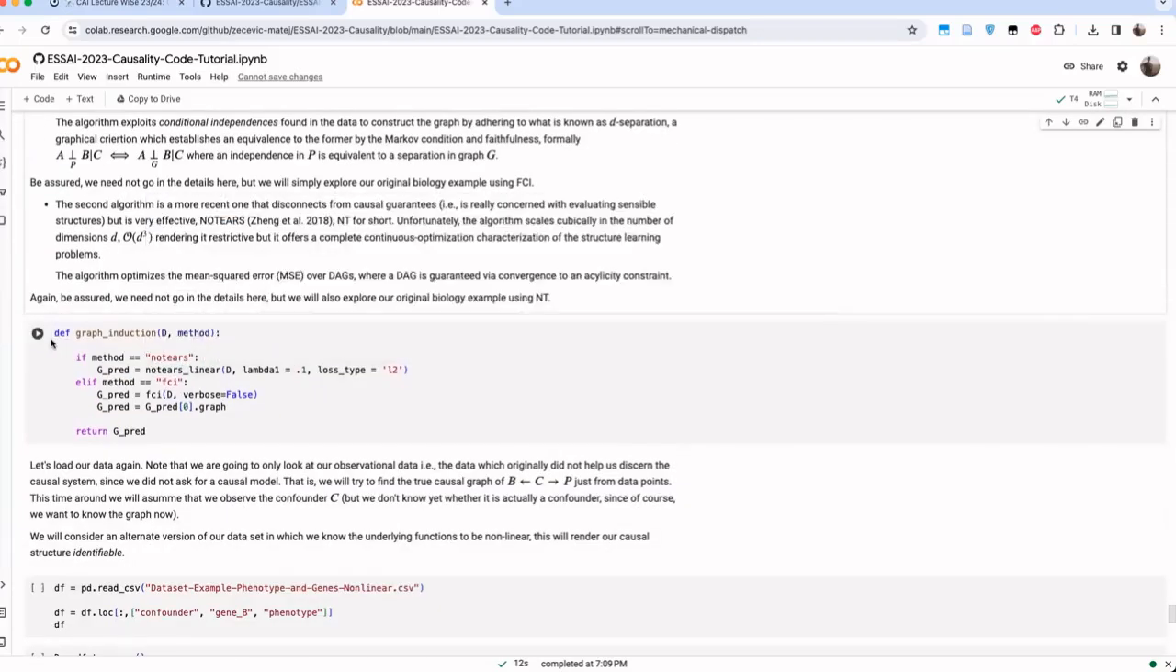So we are not going to implement these methods. Here, we're just going to load these different methods. We just have this wrapper function, which chooses either of those methods and gives us the graph output. The graph will naturally be an adjacency matrix.